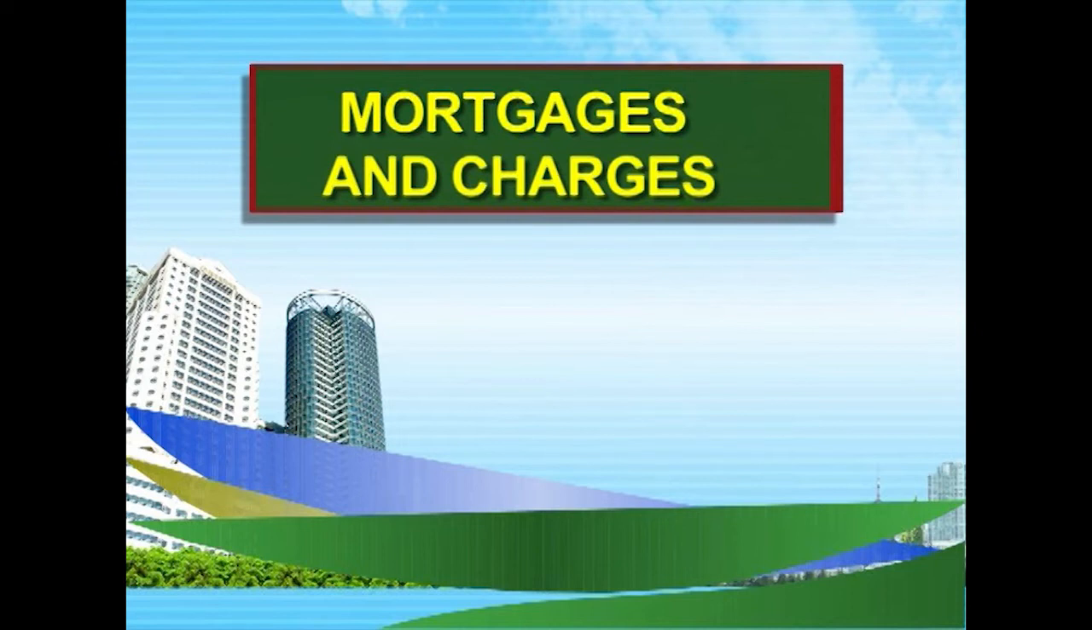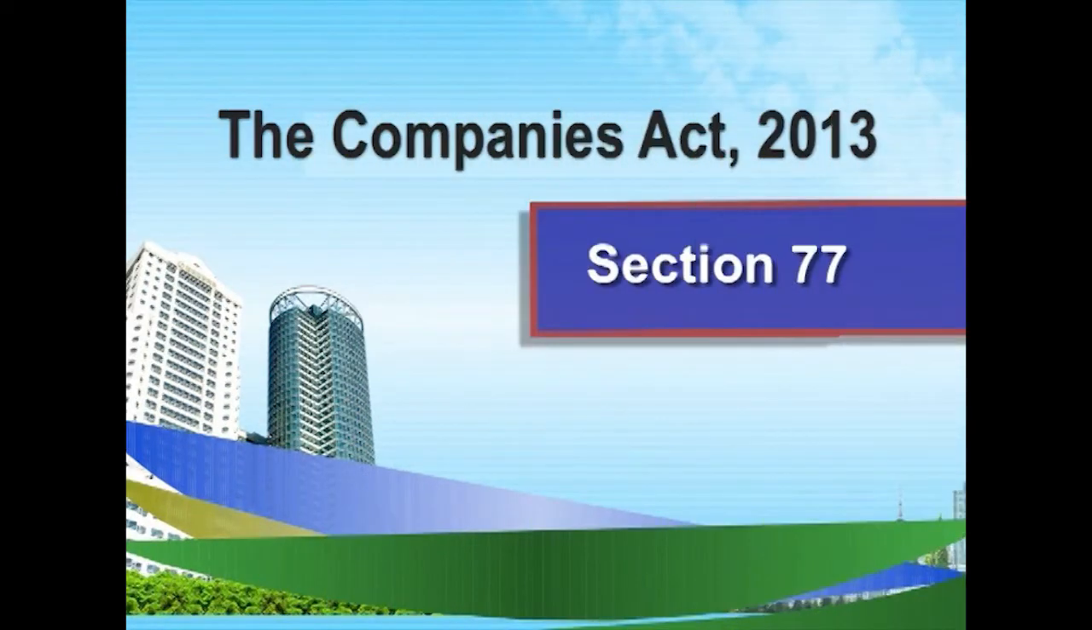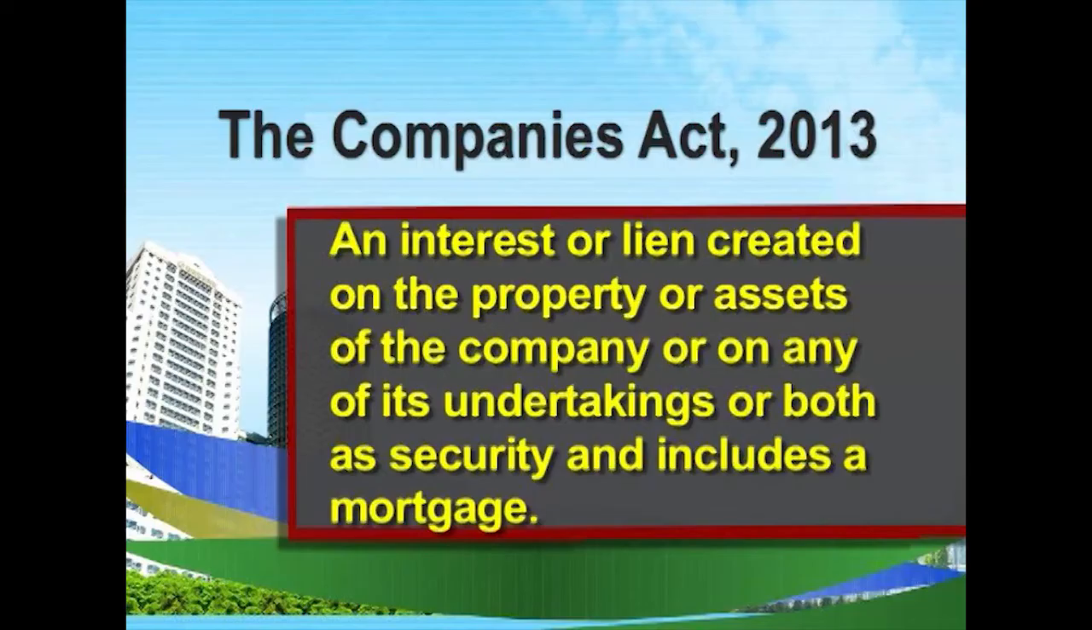Mortgages and charges. According to Section 77 of the Act, the power to borrow includes the power to mortgage the company's assets or to create a charge upon them. A charge means an interest or lien created on the property or assets of the company or on any of its undertakings or both as security and includes a mortgage. It is the duty of every company creating a charge to register the particulars of the charge with the Registrar of Companies.